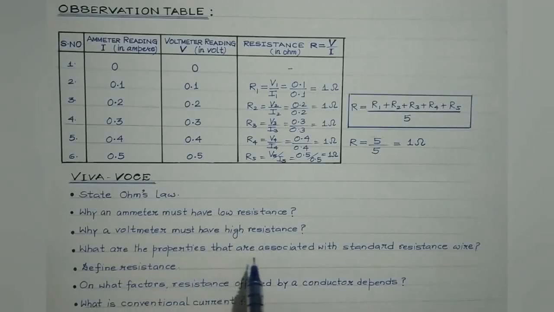Then there's a very important question which we have discussed already. What are the properties that are associated with standard resistance wire? Students, Constantan, that is Eureka, or Manganin, are used as standard resistance wire and they possess properties of high resistivity, high specific resistance and low temperature coefficient. Then you should be aware of defining resistance theoretically as well as quantitatively. It's the hindrance or the obstruction or the opposition offered by the ions of the conductor towards the movement of electrons, right? Then the factors on which the resistance depends.